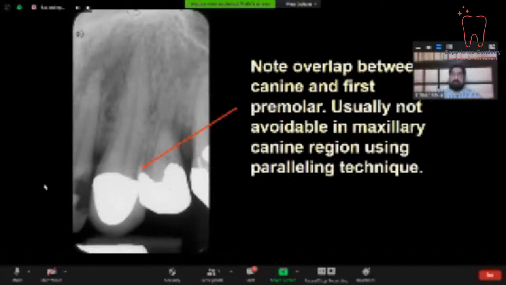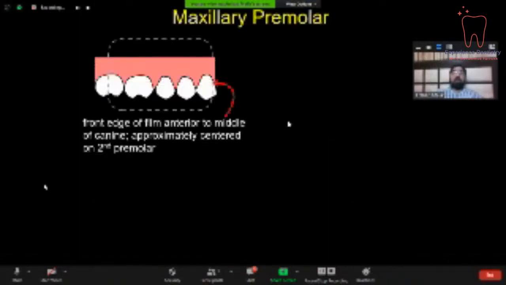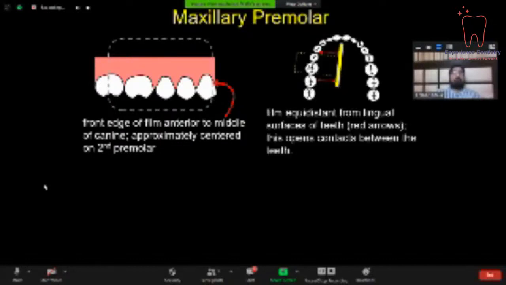So sometimes there is a problem, especially in the bisecting technique, where you cannot place the cone here. You place the cotton roll over the device, and this device runs the full length, and you are going to get the exact periapical region. Between the bifurcation and the mandibular teeth, you place the cotton roll. For the premolar, you place the film longitudinally in the horizontal, so that you are going to get a maximum periapical image, and you are going to place the yellow one, which is for the posterior teeth.